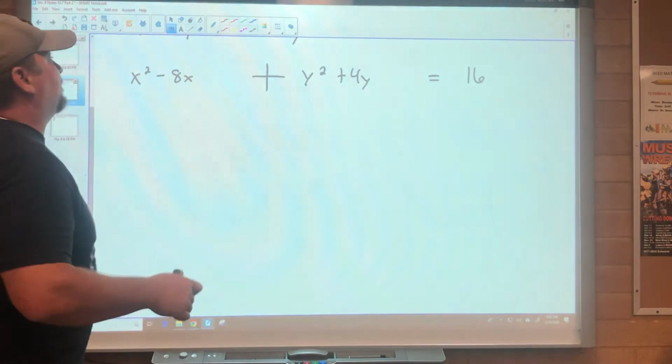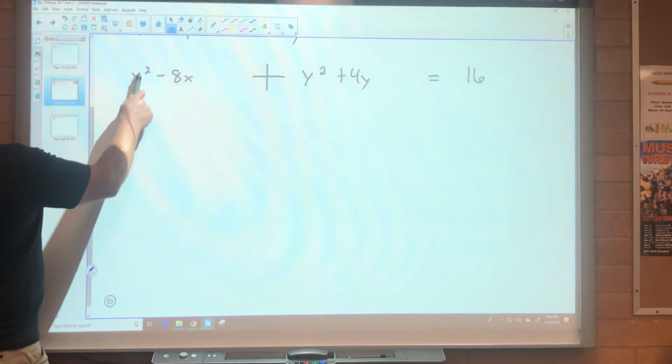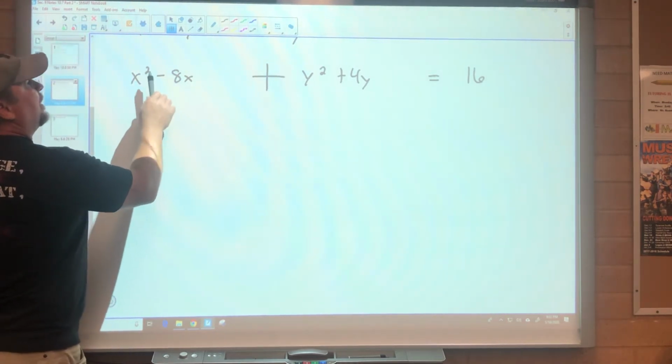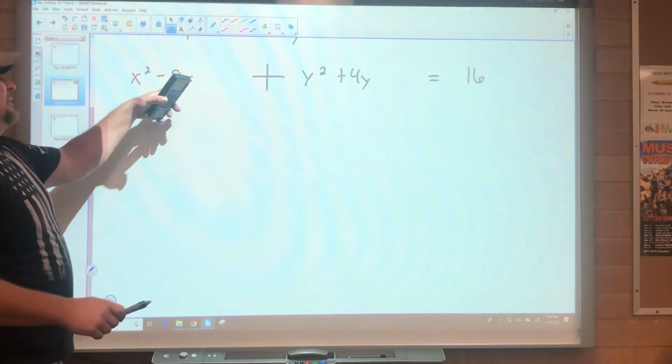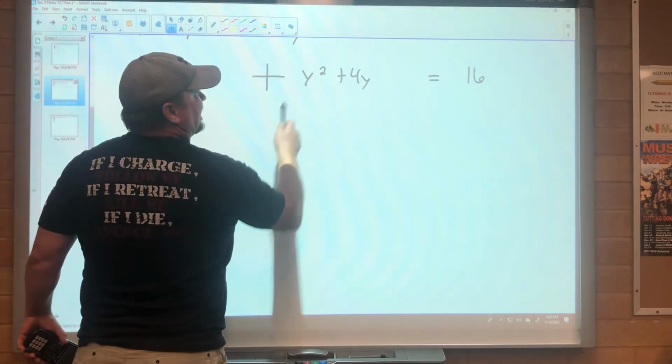You guys, completing the square deals with the b term. This is the a term, a x squared, minus or plus, it doesn't matter, the b x term. Whatever has the x by it is the b value. Again, here is the a term, because that's the x squared.